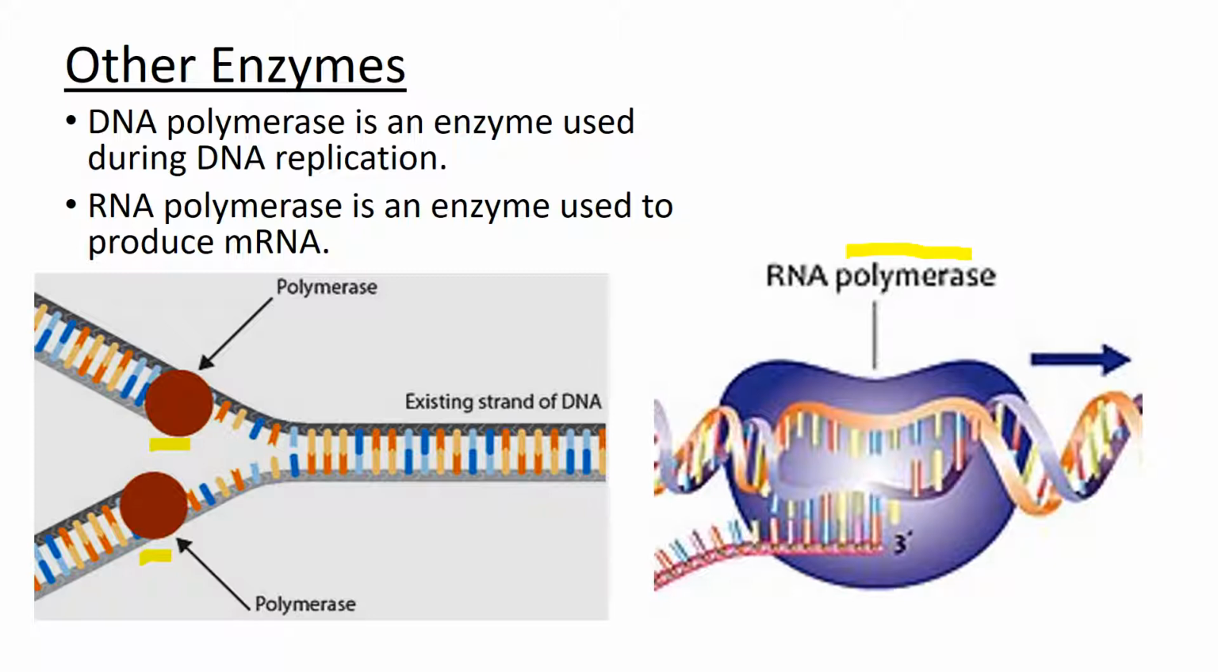RNA polymerase is used to produce mRNA from DNA. You don't have to memorize these details right now, but just now you've heard of DNA polymerase and RNA polymerase, and these are two very important enzymes.